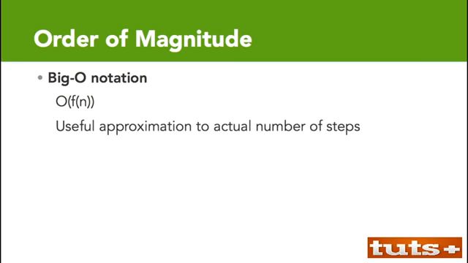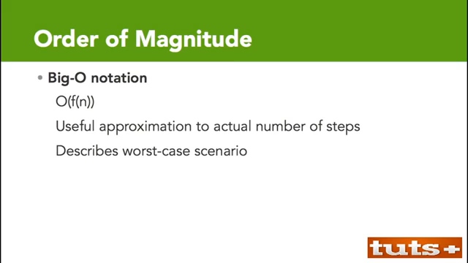Order of magnitude is often called Big O notation, where the O stands for order and is written O of a function of n. It provides a useful approximation to the actual number of steps in the computation. Big O specifically describes the worst-case scenario and can be used to describe the execution time required or the space used, for example, in memory or on disk by an algorithm.